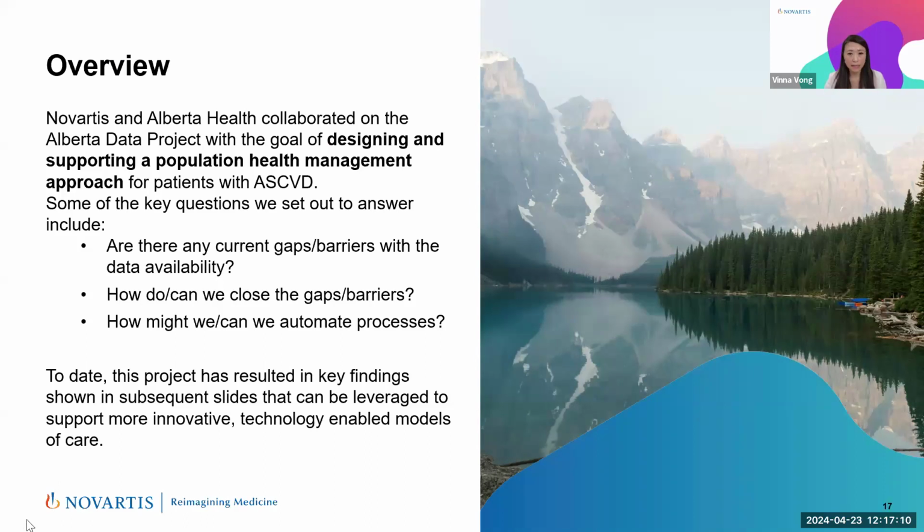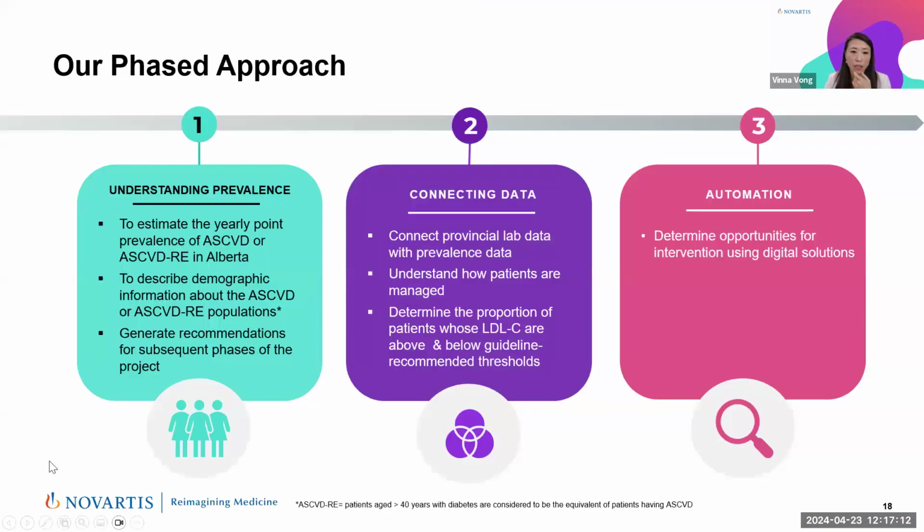So on the next slide, you're going to see the 3 phases of the project. We started phase 1 in 2022, and the first phase was focused on understanding the prevalence of ASCVD in Alberta using data. I just want to say thank you to Kim and to her team, who did a fantastic job at analyzing the data and working on this. And just a disclaimer, Novartis did not have access to any patient level data. We only received the aggregate results, which I'm about to share with you in the upcoming slides. The data remained within the walls of Alberta Health and the analytics team.